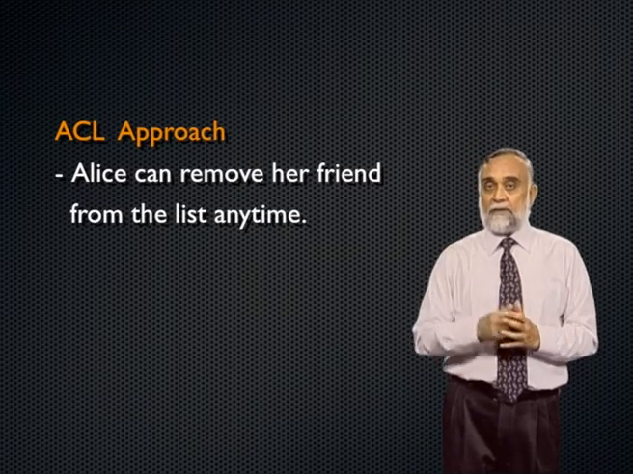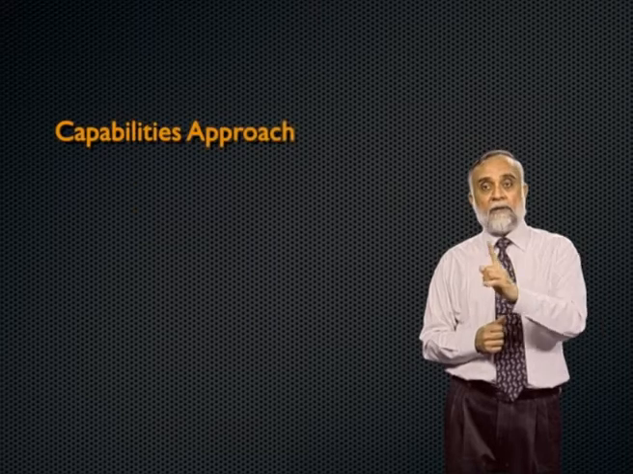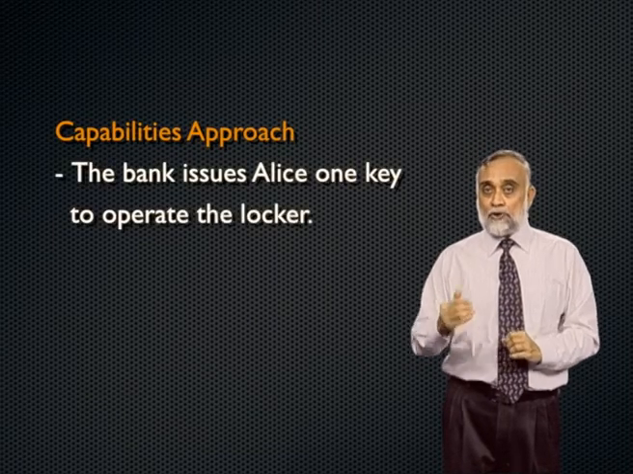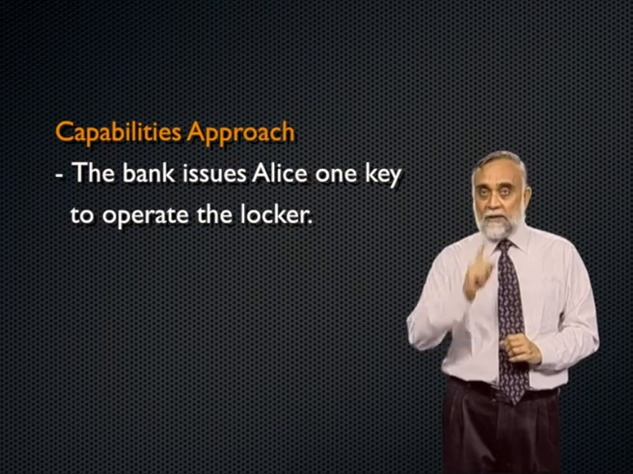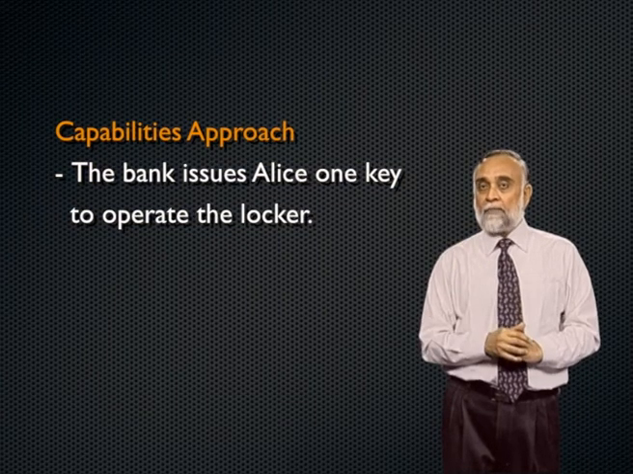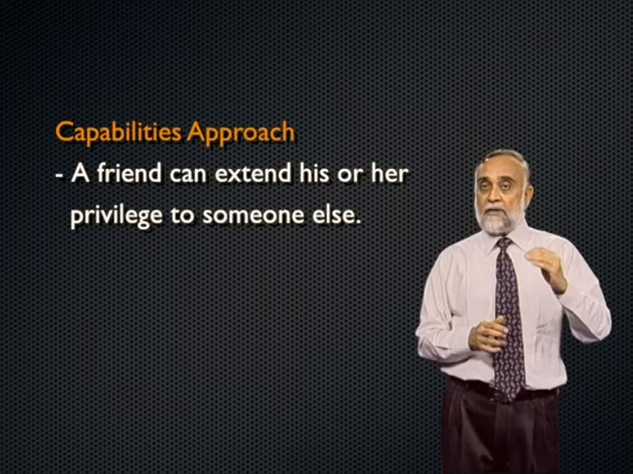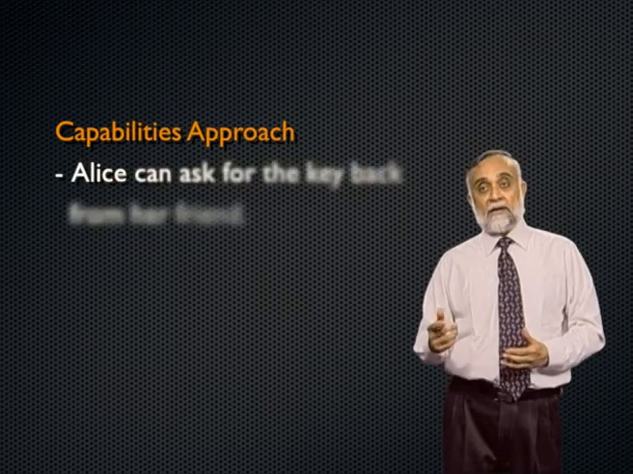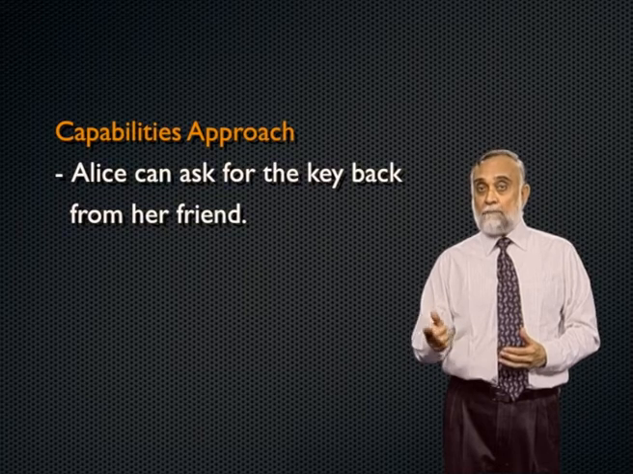And the second method is the capabilities approach. Under this, the bank issues Alice one key to operate the locker. A friend can extend his or her privilege to someone else, and Alice can ask for the key back from her friend.